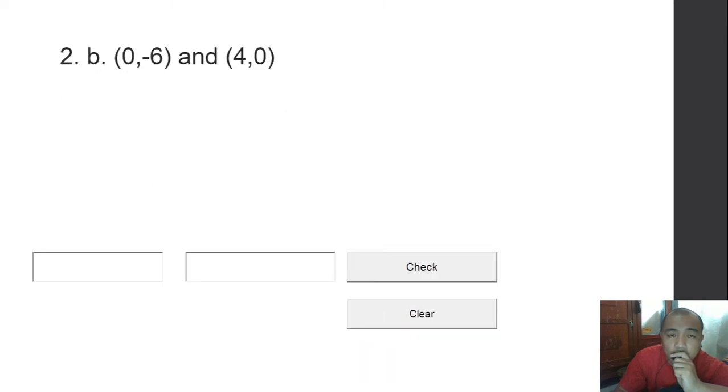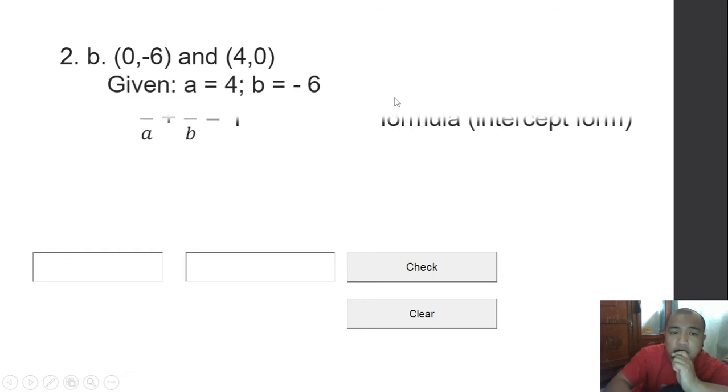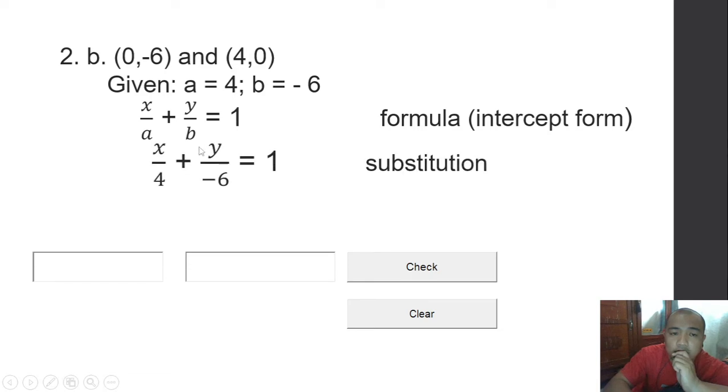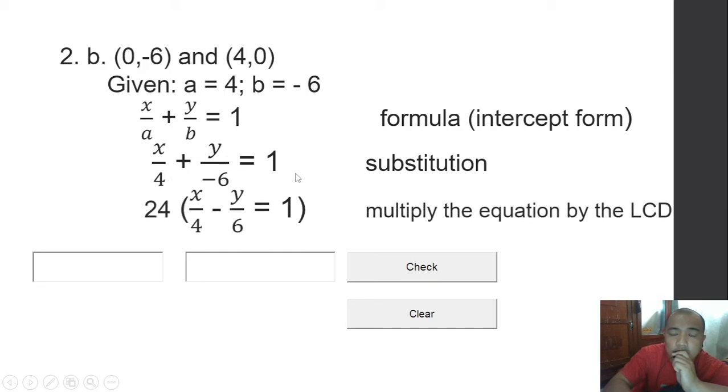How about this? Find the equation of the line with x-intercept 4, 0, y-intercept 0, negative 6. So a is 4, b is negative 6. Substitute in the intercept form, x over a plus y over b equals 1. So we have x over 4 plus y over negative 6 equals 1. So this is now the equivalent intercept form of the equation of the line: x over 4 minus y over 6 equals 1.